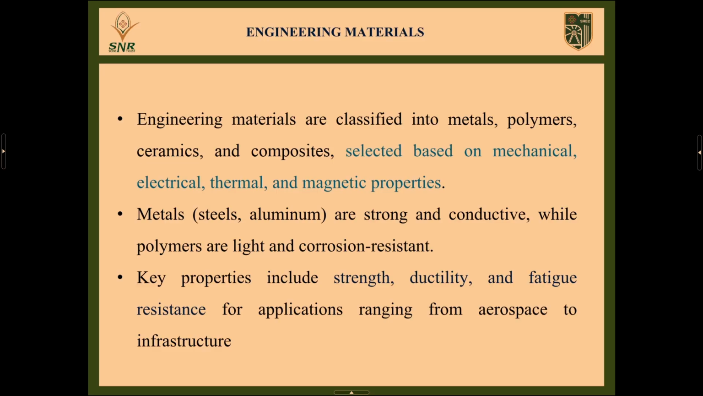By the end of this lecture, you will understand how engineering materials are broadly classified, and what the key families of materials are: metals, ceramics, polymers, composites, rubber and wood. The properties of each make them suitable for different applications. Let us get started.